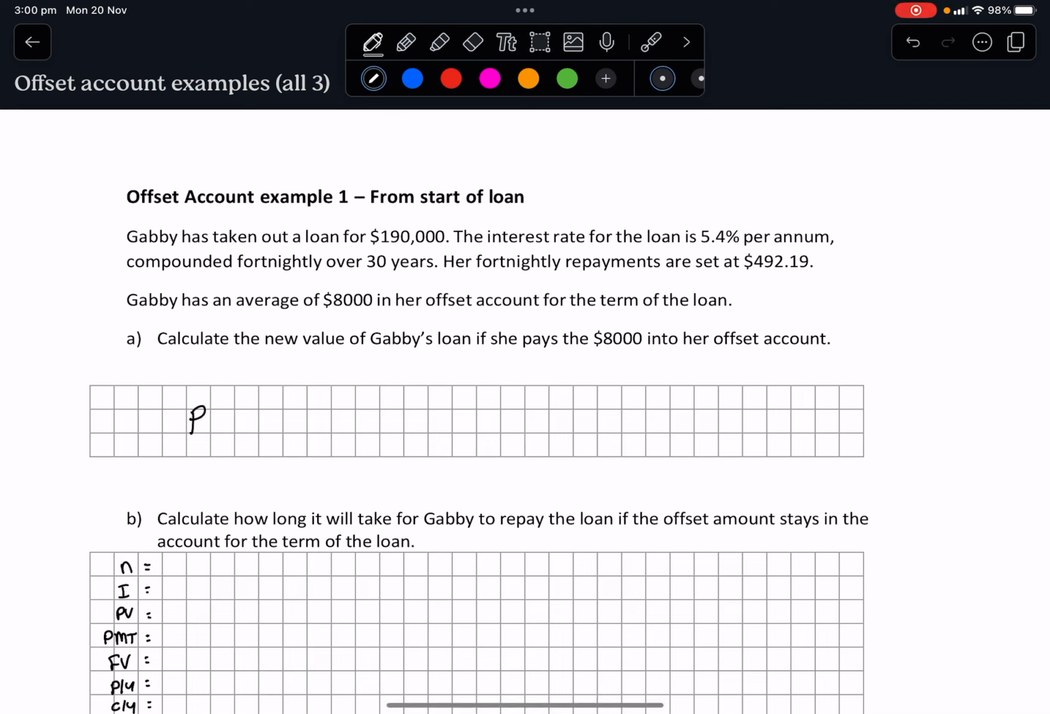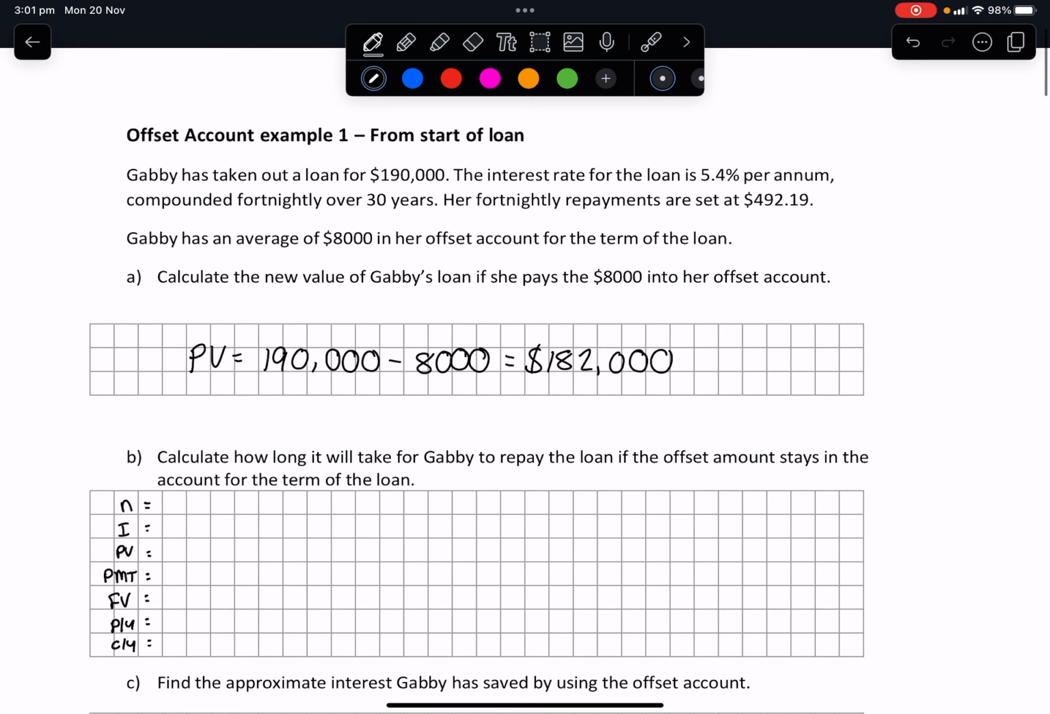So my new PV is 190,000 minus 8,000, which is $182,000. So that is my new PV that I must use. So coming down, calculate how long it will take for Gabby to repay the loan if the offset amount stays in the account for the term of the loan. So that means we are trying to find N.